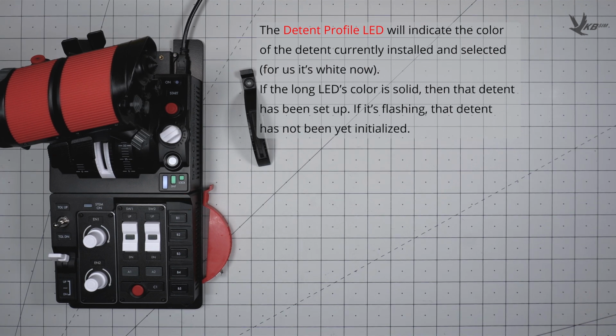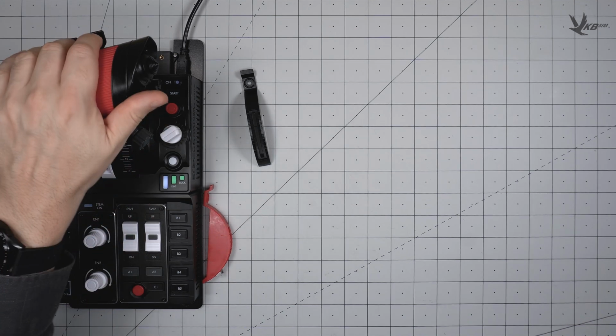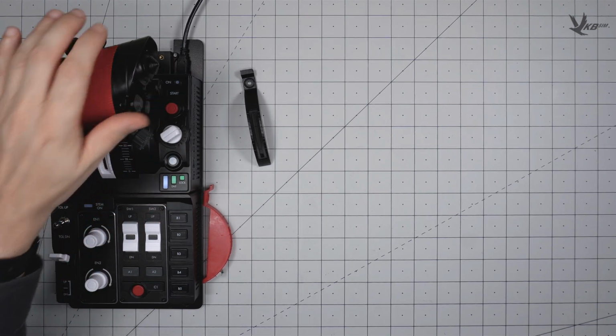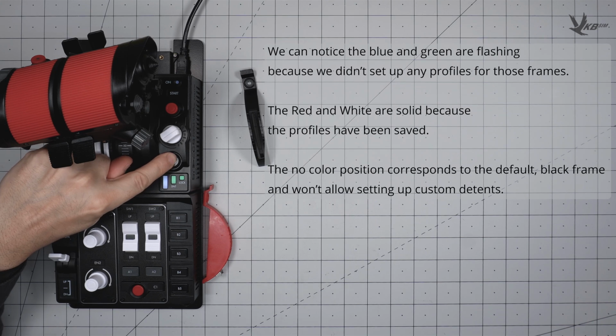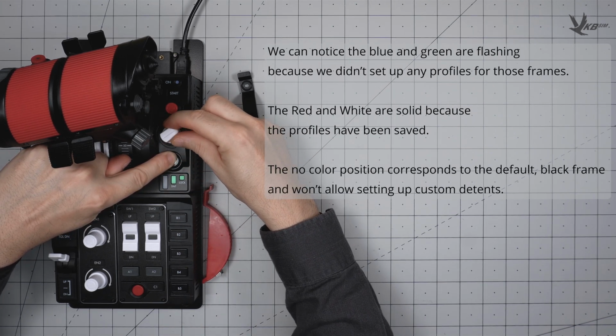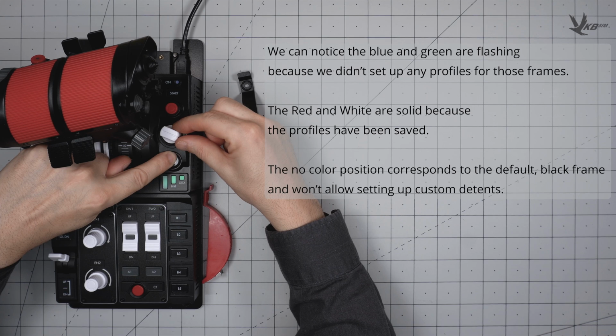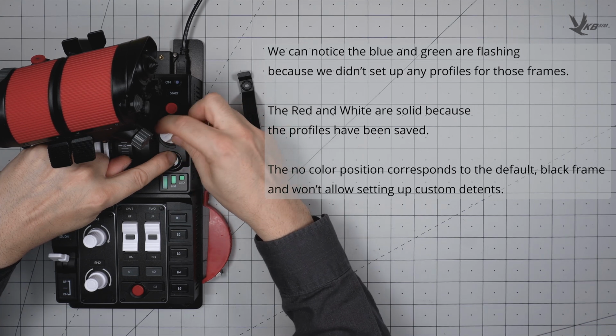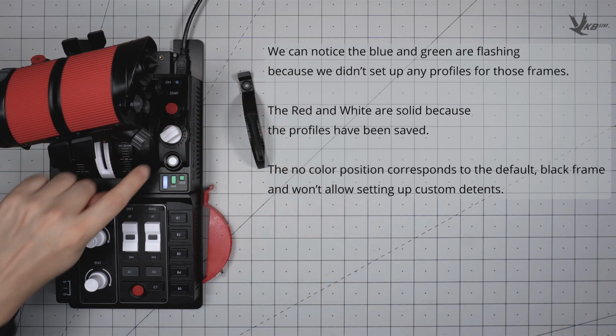You'll know whether or not the profile you've selected is valid or not, depending on the detent LED's status. If the detent set color is displaying as a solid light, then the profile is ready for use. But if the detent set color is flashing, then the profile hasn't been initialized yet. As we've only set up the red and white profiles in this demo, you'll notice that the blue and green profiles will be flashing. The no color position on the selector corresponds to the default black frame, which does not allow the usage of custom detents.